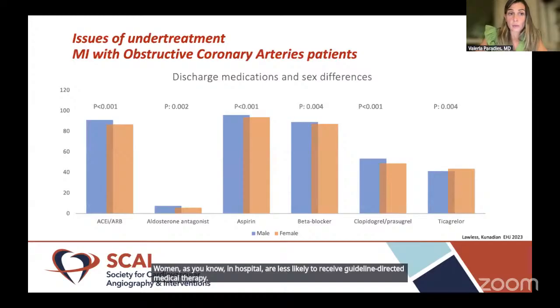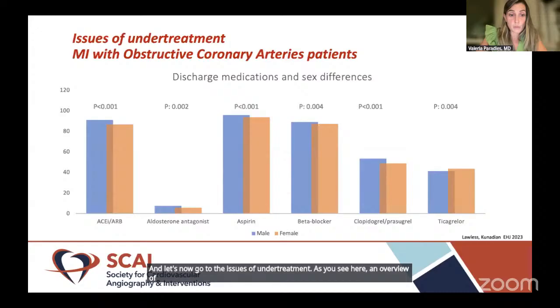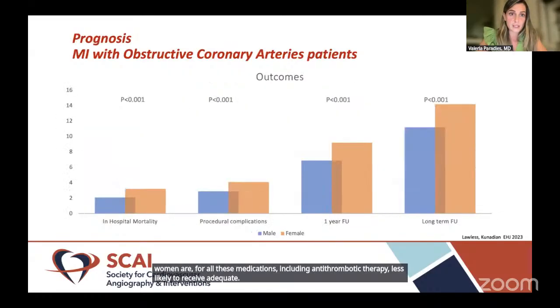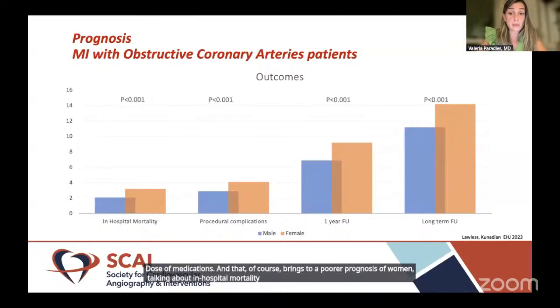And let's now go to the issues of undertreatment. As you see here, an overview of all the most prescribed medications in the acute coronary syndrome. You see that women are, for all these medications, including antithrombotic therapy, less likely to receive adequate dose of medications. And that, of course, brings to a poorer prognosis of women, talking about in-hospital mortality, procedural complications, but also at a mid and long-term follow-up.